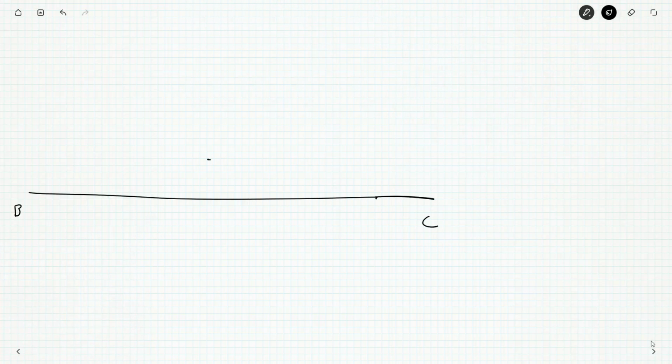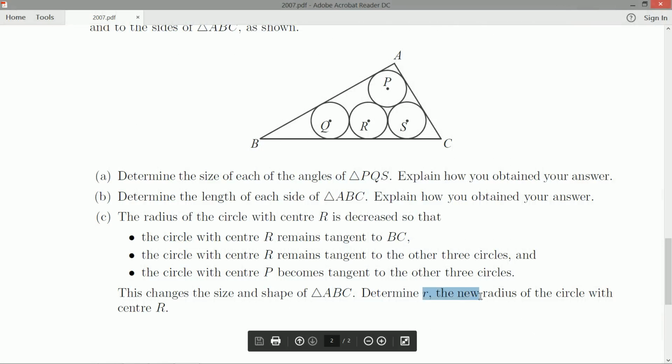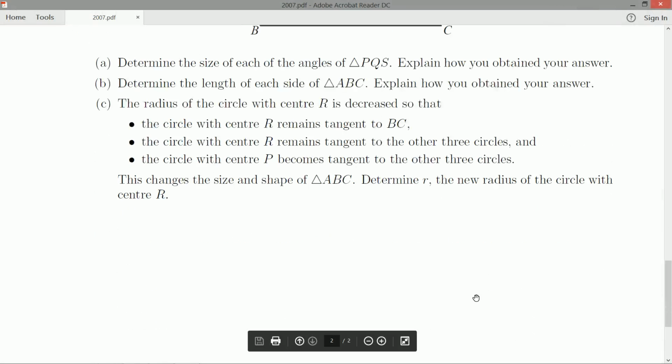So the radius is decreased. And they gave a name to the radius, didn't they? Maybe we'll make this a little bigger. But I think they called it little r. Double check. Yes, they called it little r here. Okay. So the circle with center R remains tangent to BC. Fine. The circle with center R remains tangent to the other 3 circles.